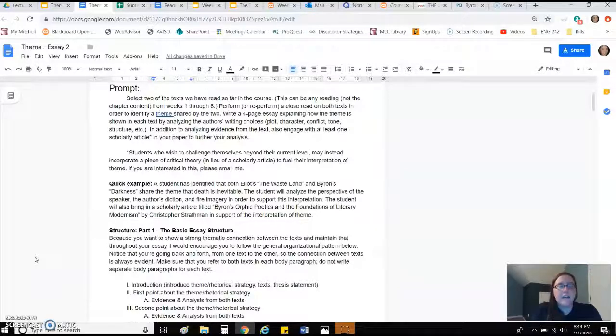And then, again, that secondary goal, in addition to analyzing evidence from the text, I also want you to engage with at least one scholarly article to further your analysis. There are a number of ways that we can engage with scholarly articles. You might find a scholarly article that interprets a text or the theme of a text in a way that you completely disagree with.